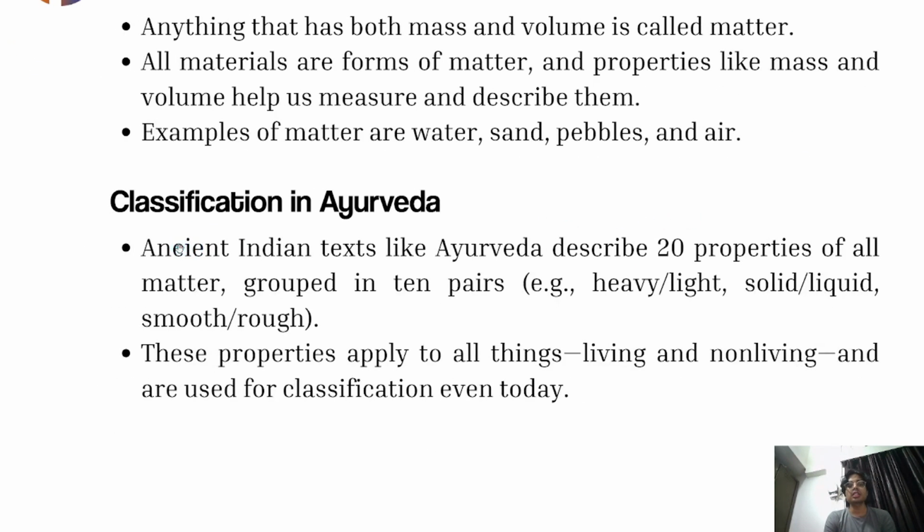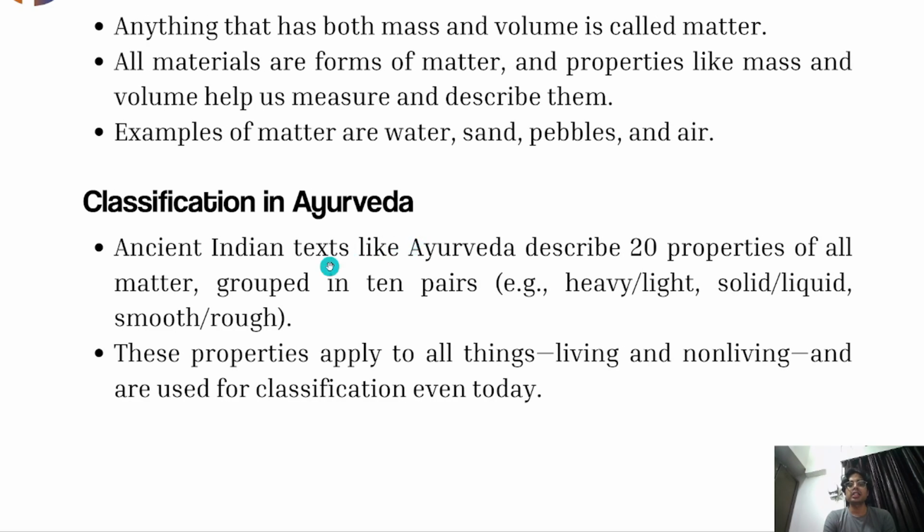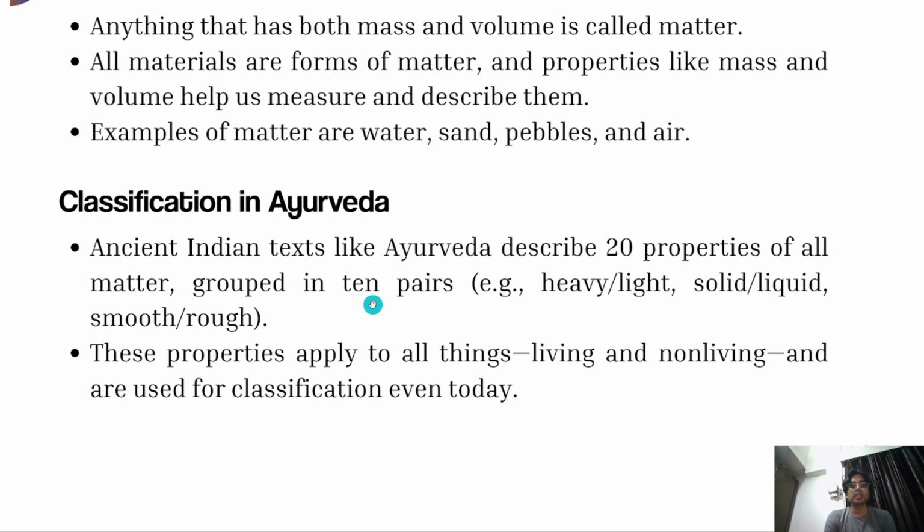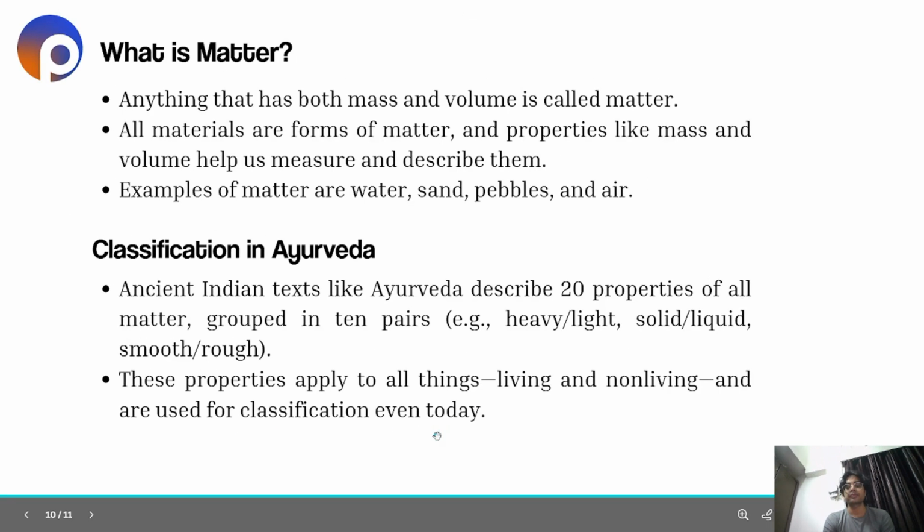Now, classification in Ayurveda. Ancient Indian texts like Ayurveda describe 20 properties of all matter, grouped in 10 pairs. Example, heavy, light, solid, liquid, smooth, rough. So Ayurveda, which is an Indian text, describes basically the 20 properties of all matter, for example, heavy, light, solid, liquid, smooth, rough, etc. These properties apply to all things, living and non-living, and are used for classification even today.